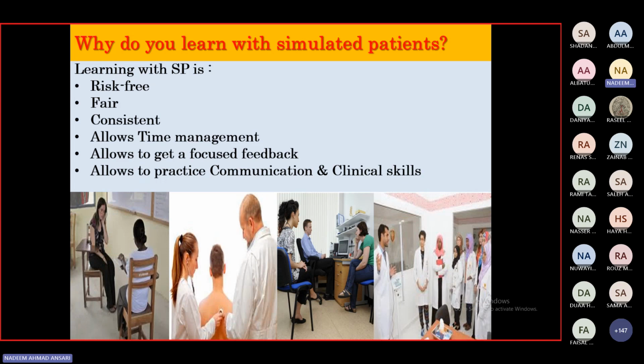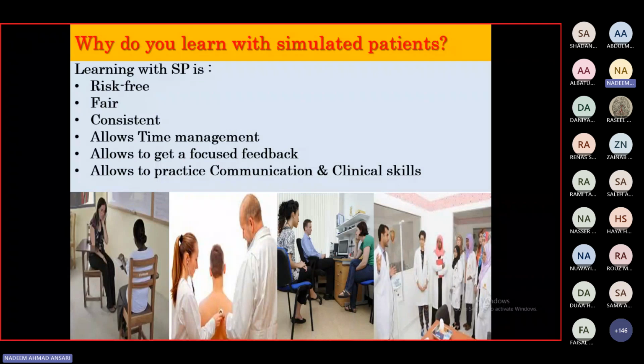Why do you learn with simulated patients? Why do we want you to learn with the simulated patients? There are many reasons for this. As I told you before, the most important is that it is risk free. There is no risk of harming the patient. Suppose you are exposed directly to a patient, then there is a risk you may harm the patient. Or suppose the patient is suffering from any infection or communicable disease, then the doctor is also at risk of contracting the disease or infection.